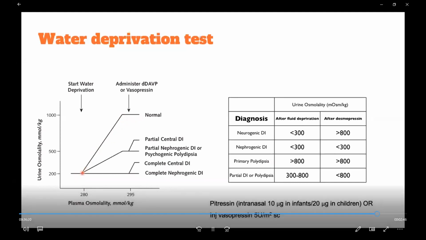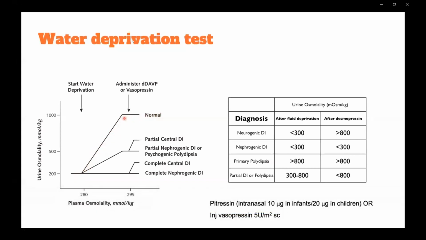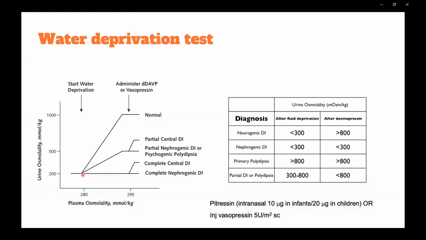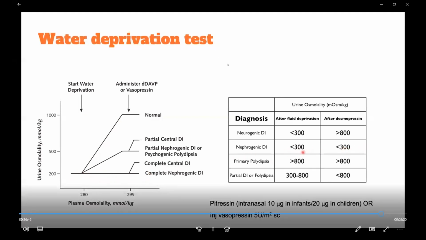So what was 200, the moment you start depriving the patient, over the next few hours the osmolality goes up to as high as 1000 to 1200 milliosmoles per kg. This is what you call a normal response. Now, if the person has nephrogenic DI, then there is no change in urine osmolality whatsoever. Even if you deprive the person, the urine osmolality is going to remain less than 300 almost always.